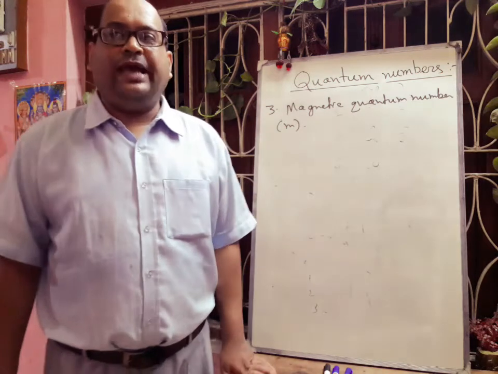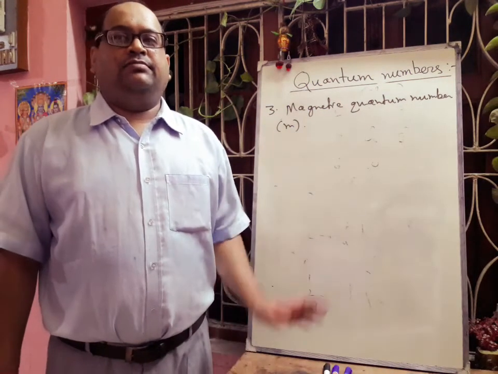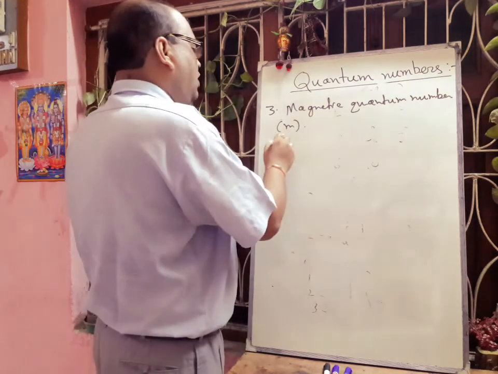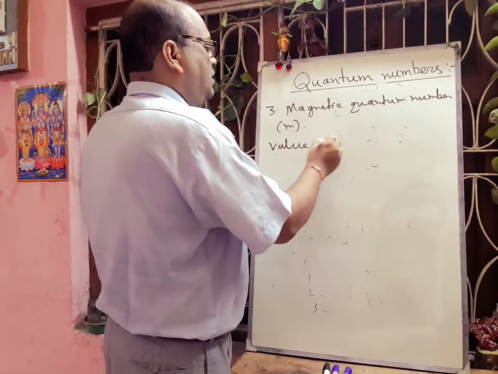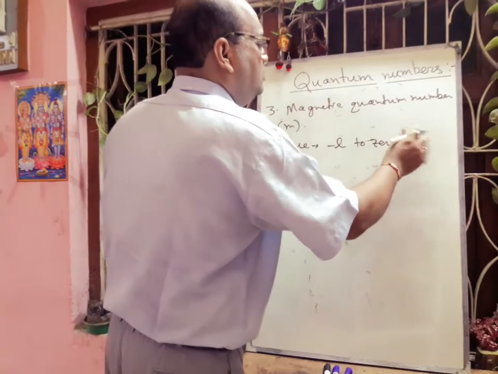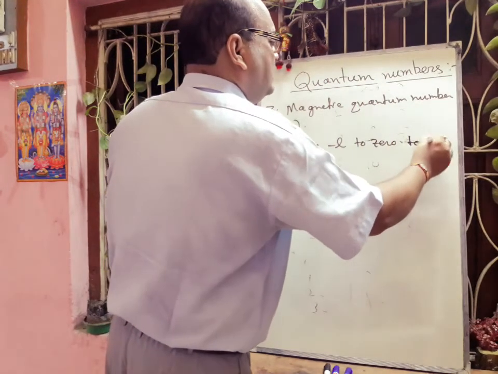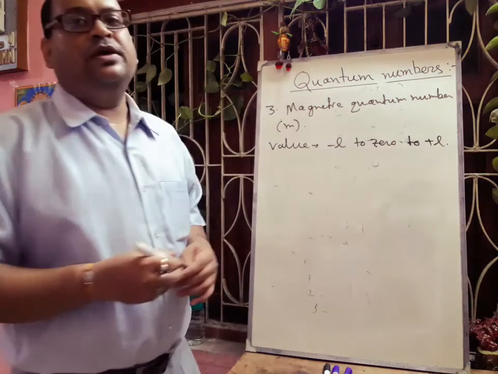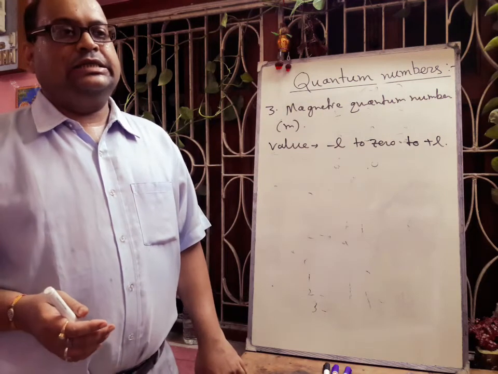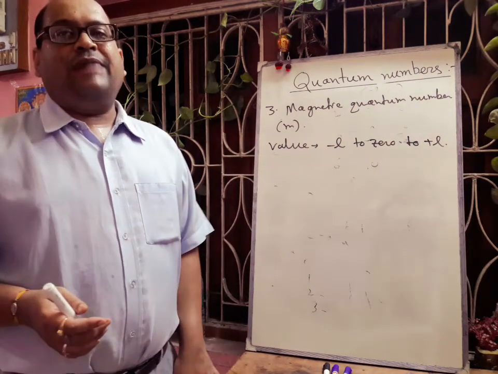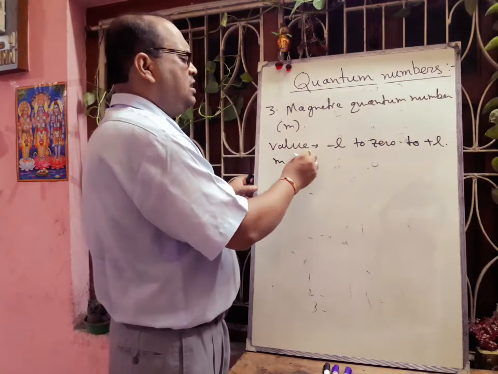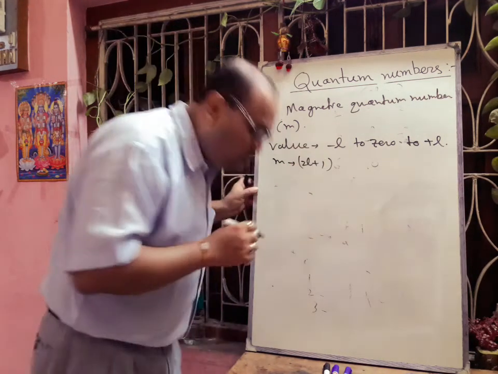Actually, the values of m will be minus L to 0 to plus L. So what will be the value of m? Minus L to 0 to plus L. Now we can give one example so that you can easily understand. And the maximum number of values of m will be 2l plus 1.